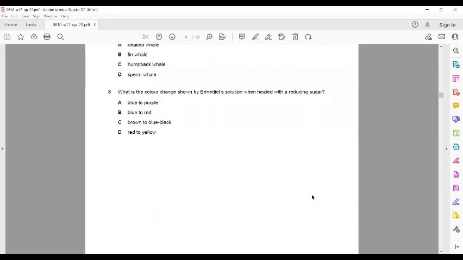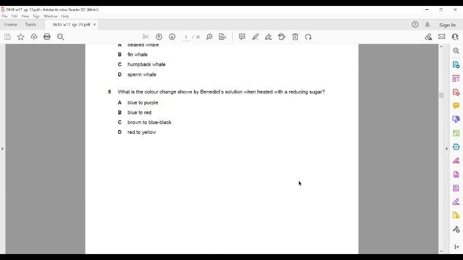Question number 8, what is the color change shown by the Benedict's solution when heated with a reducing sugar? Okay, Benedict's solution is just to test the amount of sugar. The more sugar you have, the more it changes its color, based on how strong the concentration of the solution is. The more the concentration, the more obvious the color change. The original color of Benedict's solution and also biuret is the same, but biuret is for the protein test, while Benedict's is for sugar. Both of them are originally blue because they have copper sulfate in them.